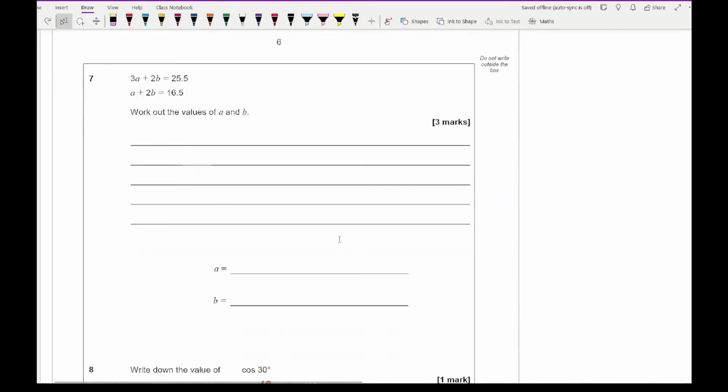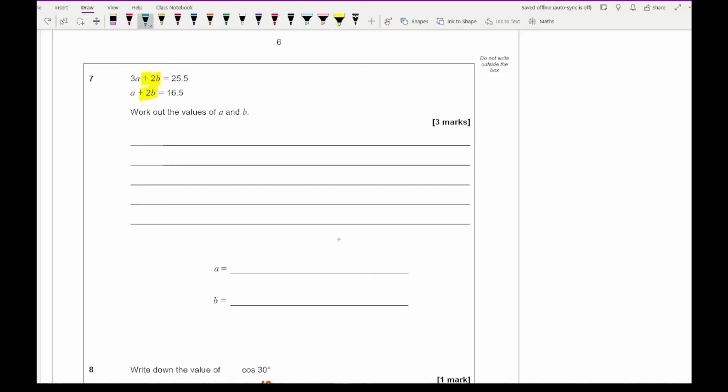So then moving on to question 7. Here we've got simultaneous equations. We've got 3a plus 2b equals 25.5 and a plus 2b equals 16.5. We need values of a and b. With simultaneous equations, we need to make sure that one of the letters is the same. So we've got the same number of b's and the signs are the same.